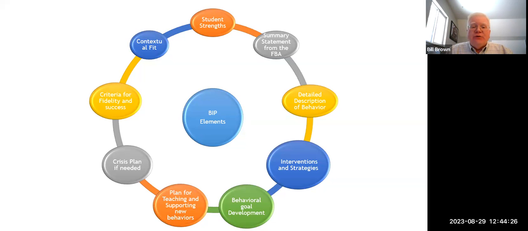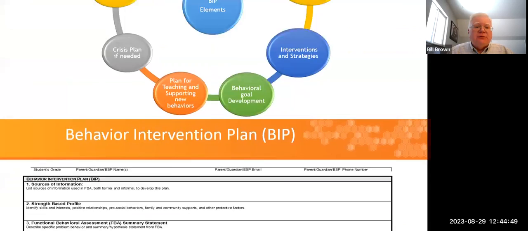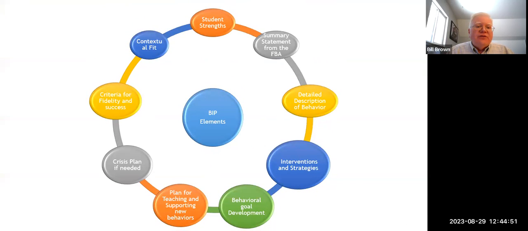It'll include that summary statement from the FBA. It'll have a detailed description of the behavior so that we're all on the same page. It'll have a bunch of interventions and strategies that need to match the function of that. And then it'll have a goal statement of what we're trying to do, and it should have criteria so we know when we met that goal. And it should have a crisis plan if needed. And then again, our contextual fit.